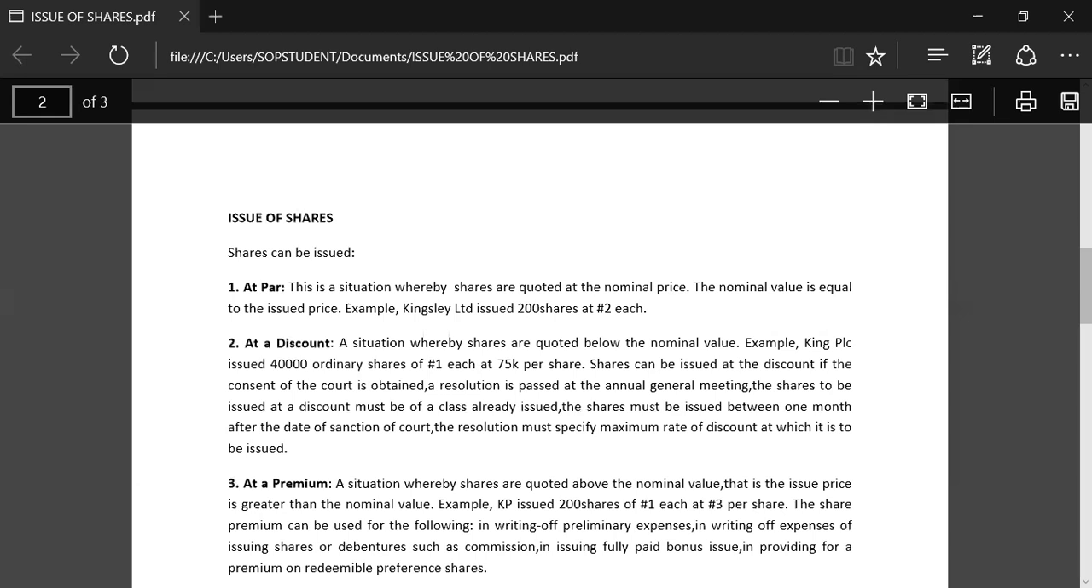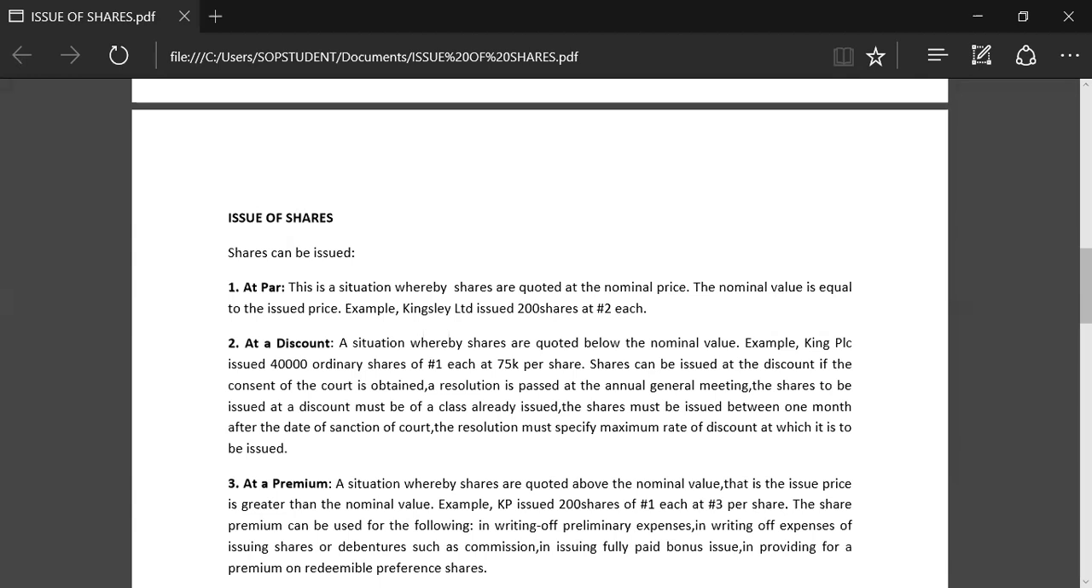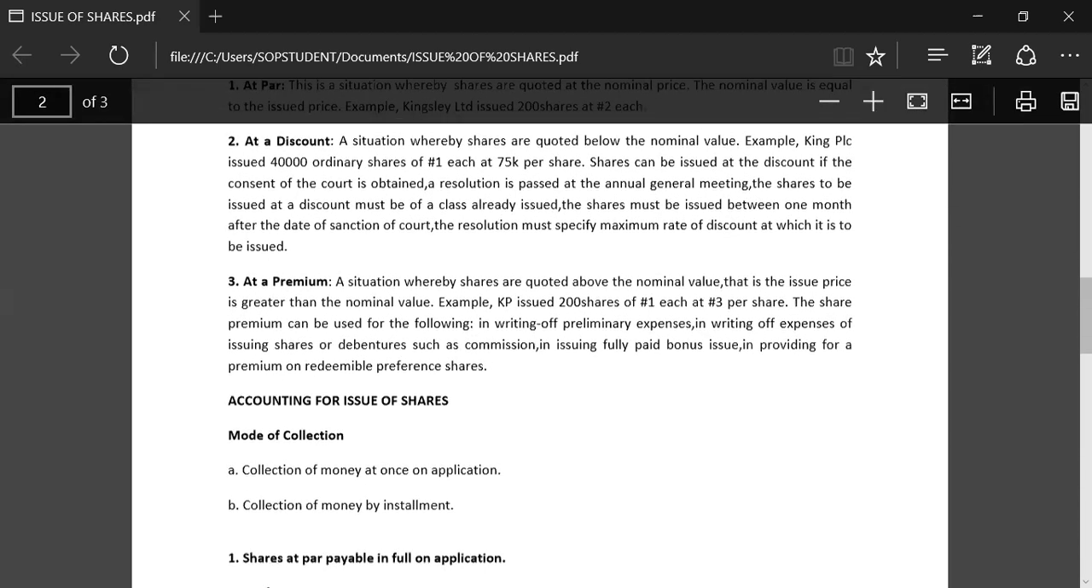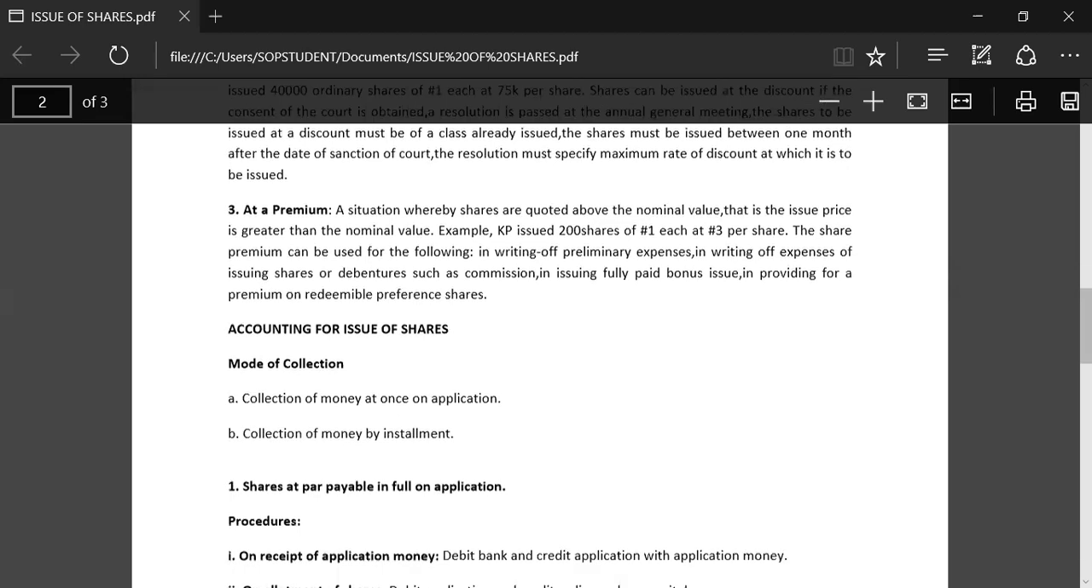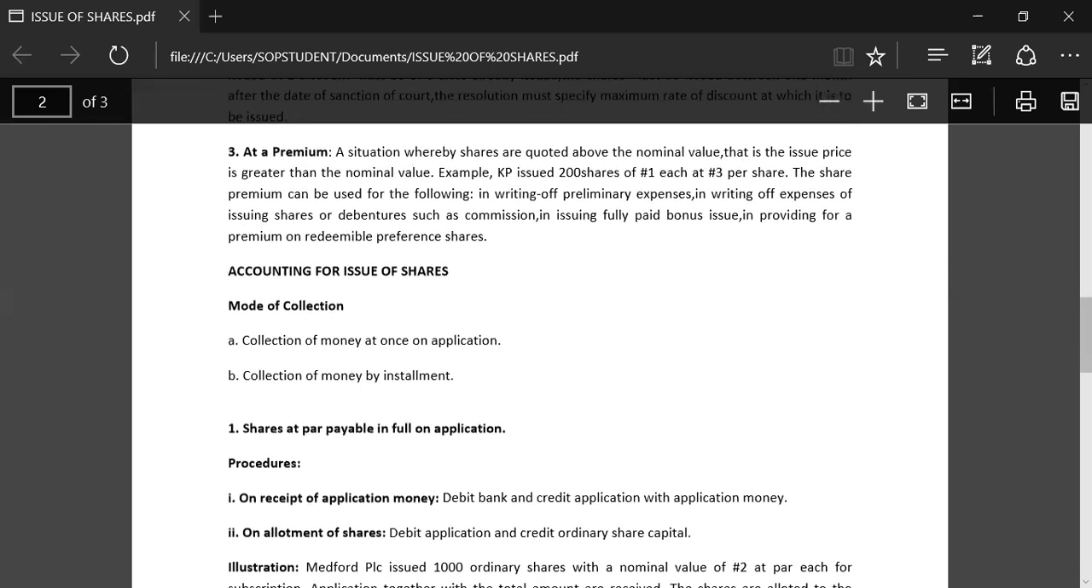Now, issue of shares. Shares can be issued at par. At par means the shares are issued at the nominal price, and the nominal value is equal to the issued price. It can be issued at discount. That means it can be issued at a price below the nominal value. And it can be issued at premium. This is a price above nominal value.